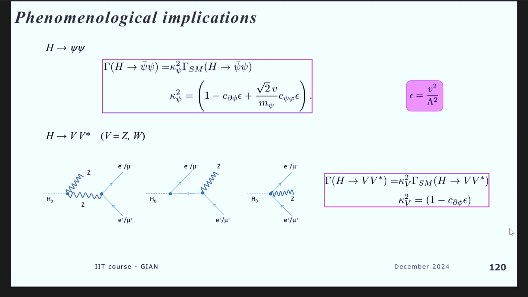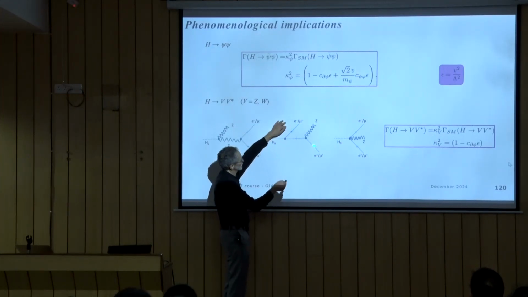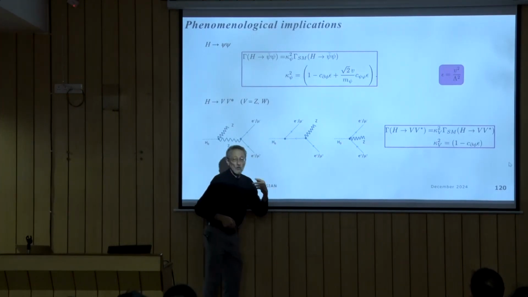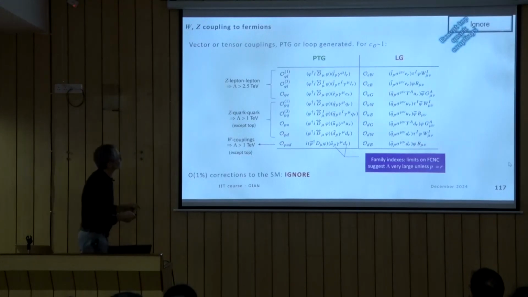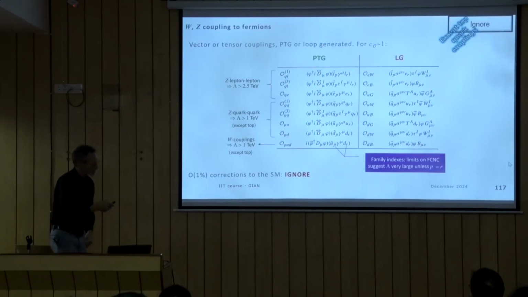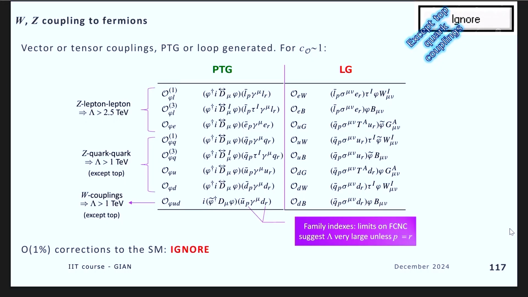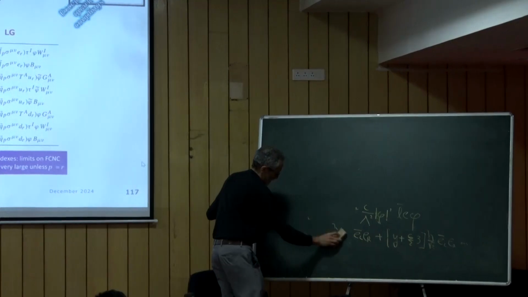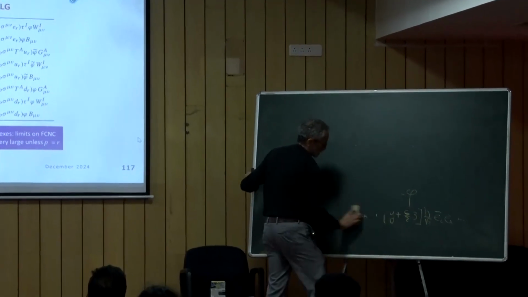Why is this guy very small? I'll tell you. The reason is that this comes from this vertex here, Z8. Because these operators, I told you, I'm going to go back to the board. I told you they generate modifications to the coupling of the Z to the fermions. But they do more.